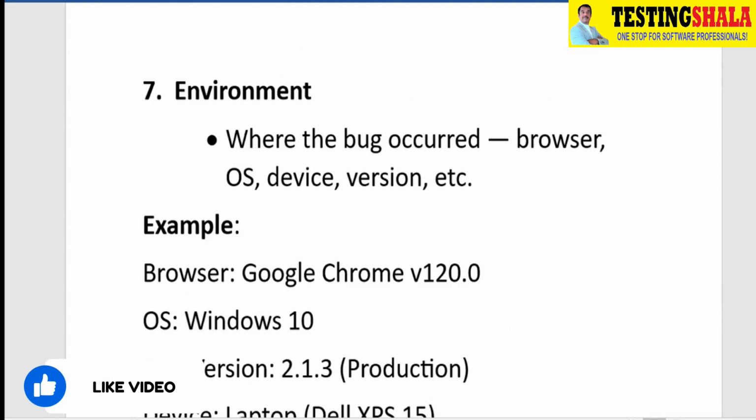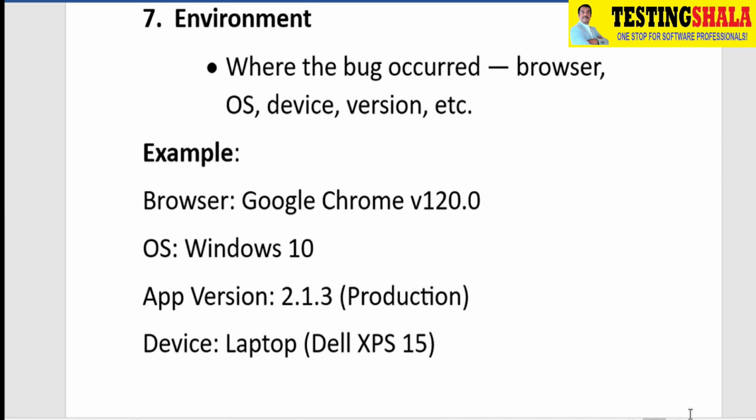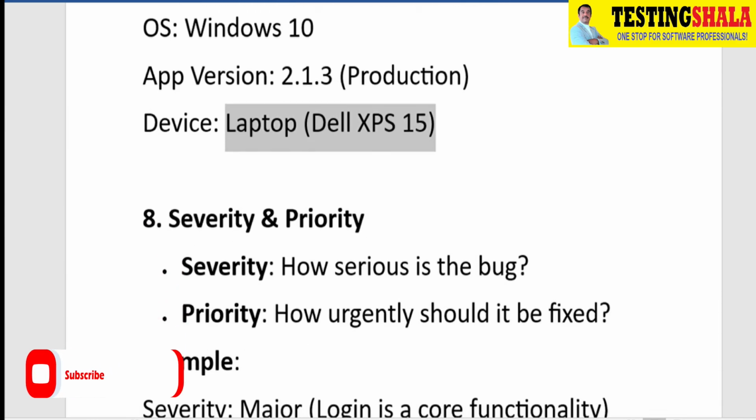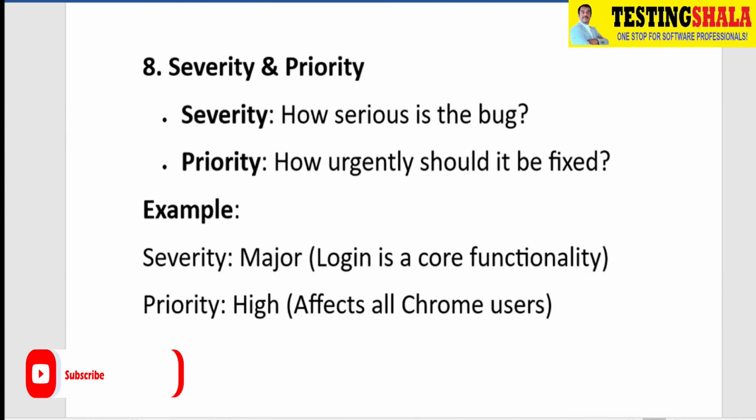You should also document the environment. The environment is what browser you are using, such as Chrome, what operating system, what devices you used to test, and what version of the device. The example here is the Google Chrome version, the operating system, Windows, and which application version you used. This is the version in production, and the device we used was a laptop. So that is the detailed environment information we should provide.